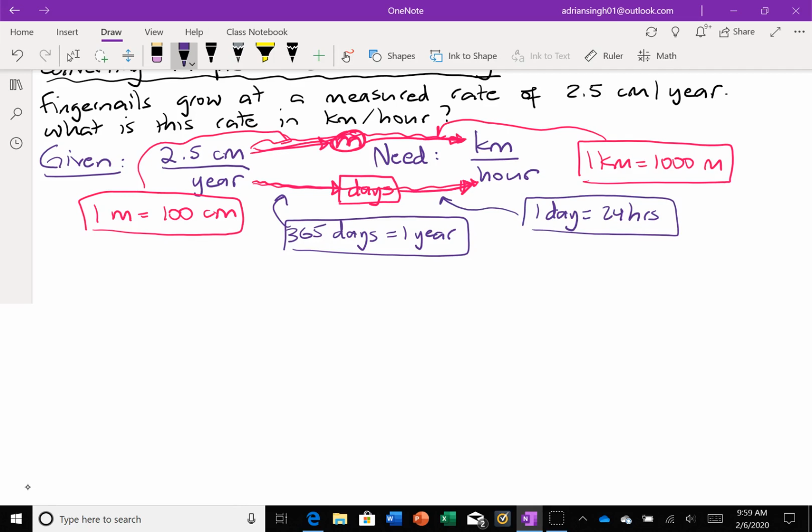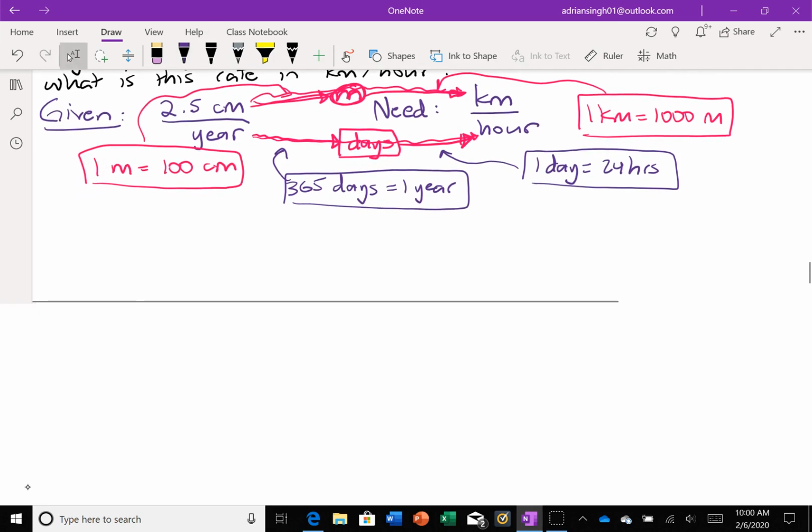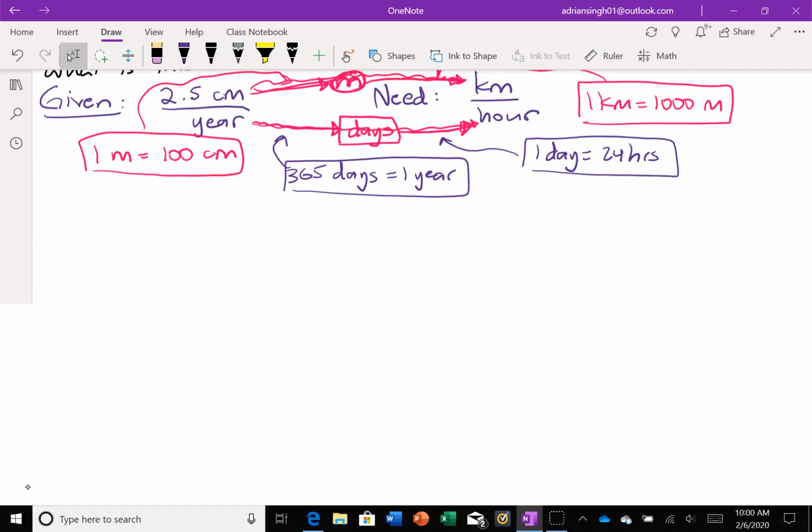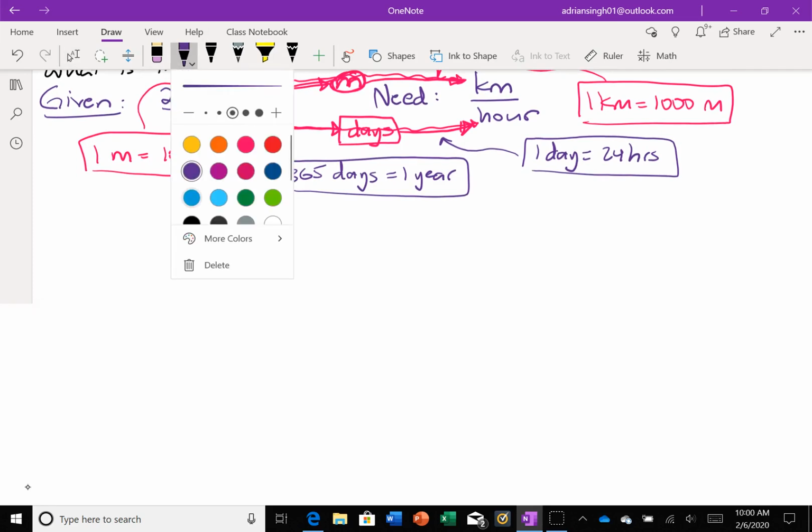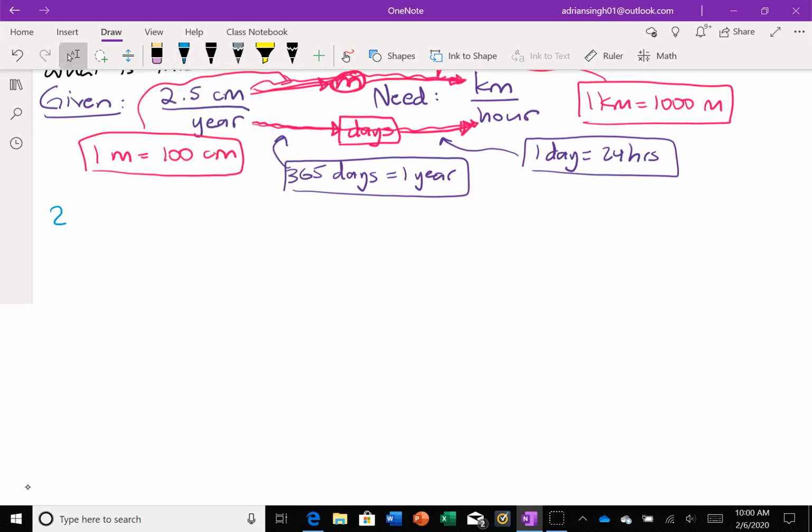Now we can go ahead and set it up. And again here, our units are going to be our best friend as we go through this process. So let's set it up. We're going to start with what's provided. You always start with what's given, which is the 2.5 centimeters per year. So keep track of the units.